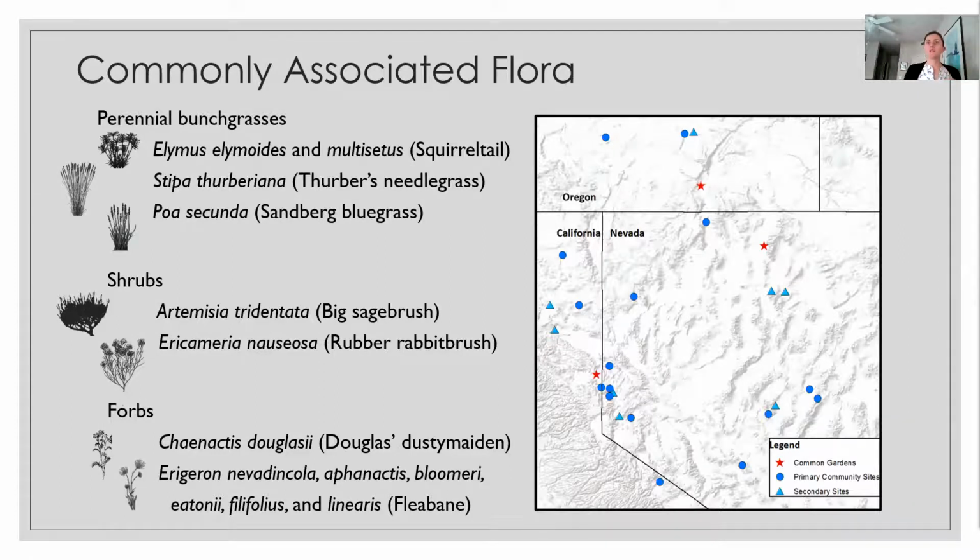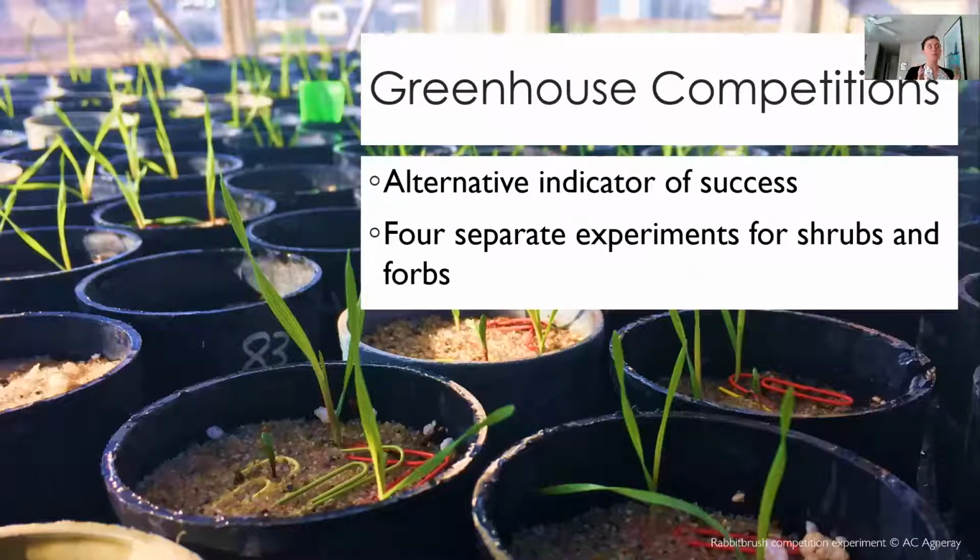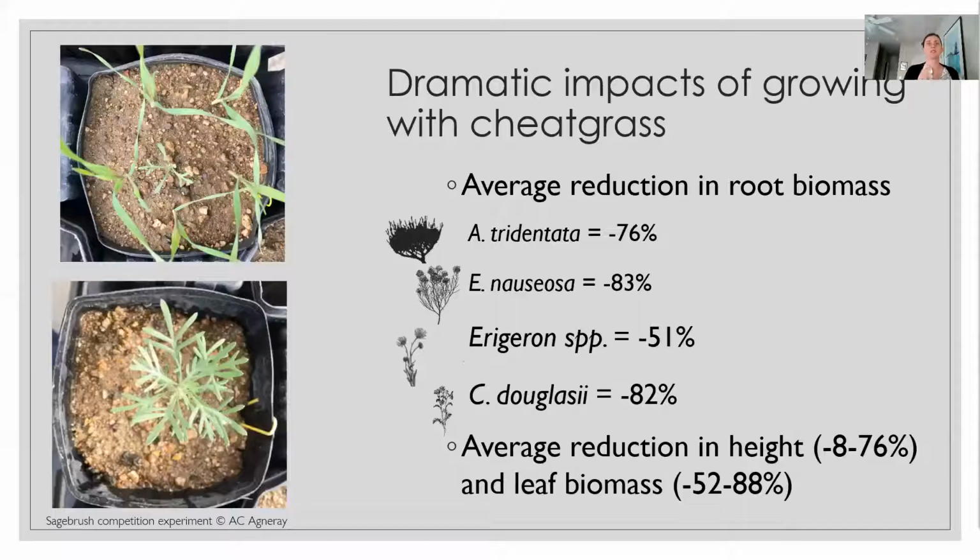Using all of these seeds we collected, we then built these competition experiments in the greenhouse where we planted natives alongside cheatgrass, which is the common invasive here, and then watered them to match outdoor conditions for 6 months. We also grew them without this invasive cheatgrass to be able to see what the impacts of cheatgrass were having on the plants. And it was really dramatic, as you can see from these 2 photos.